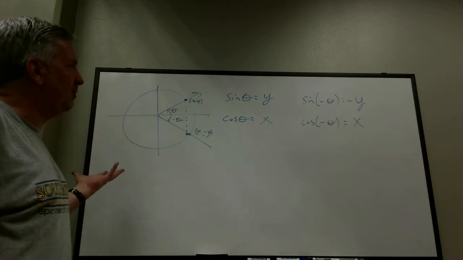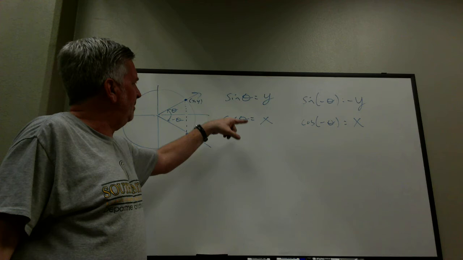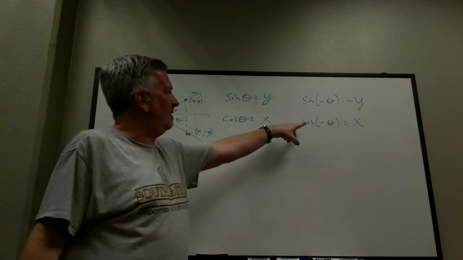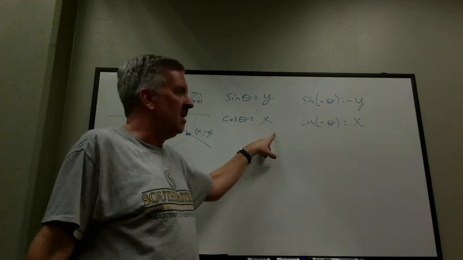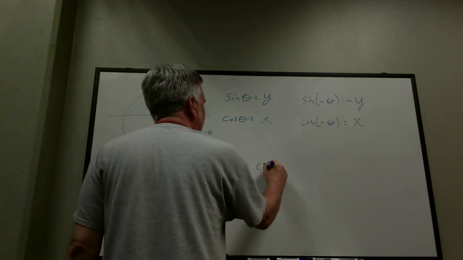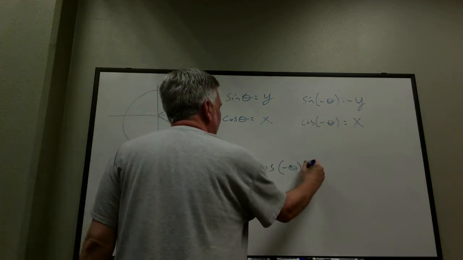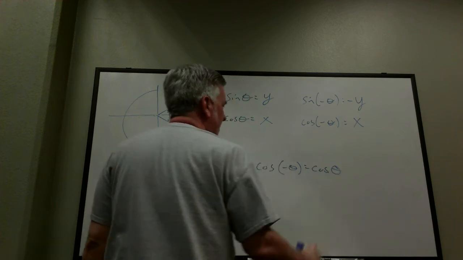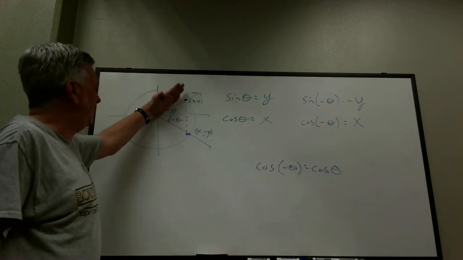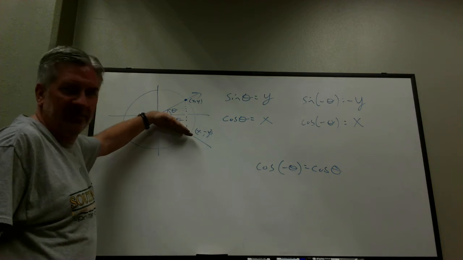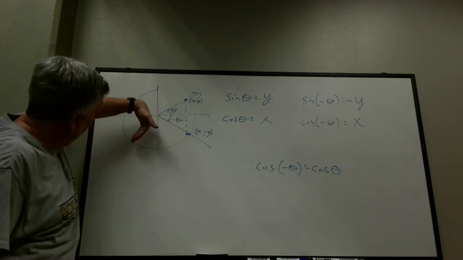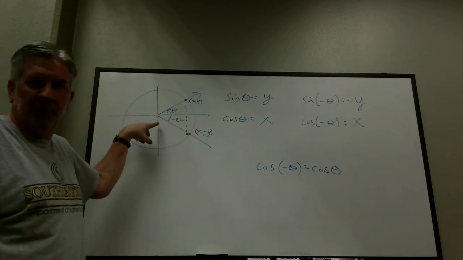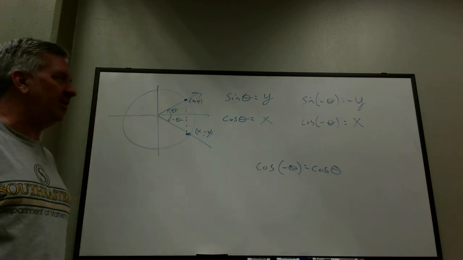Because remember, you can get all the other 4 trig functions from these 2. Now, how are these related? How does cosine theta compare to cosine of negative theta? Notice they're the same. So from this observation, I see that cosine of negative theta is the same as cosine theta. Now, I drew theta in the first quadrant, which meant negative theta was in the fourth. If I had drawn theta in the second, negative theta would be down here in the third. Once you do the picture, you'll get the same relationship. You'll see they're the same.